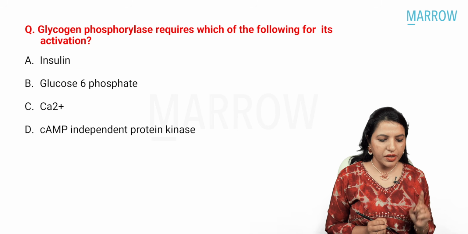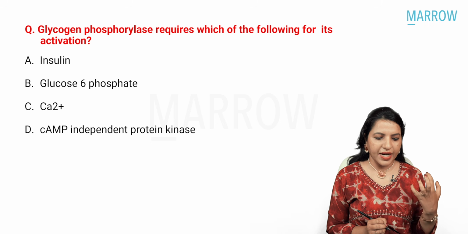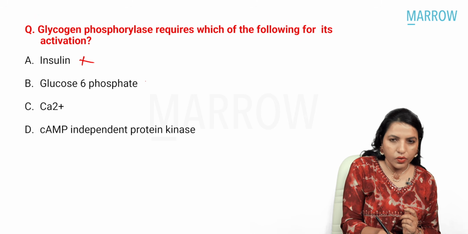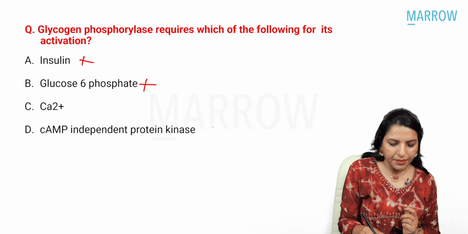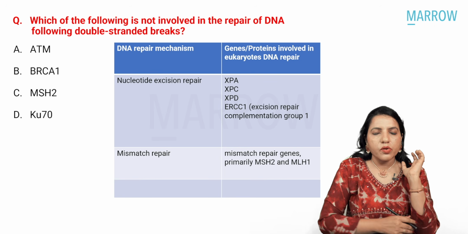So we'll go to that question once again. Glycogen phosphorylase requires which of the following for its activation? Insulin, no. Glucose 6-phosphate, no. Cyclic AMP independent, no. But the answer here is calcium. Now going to the next question.